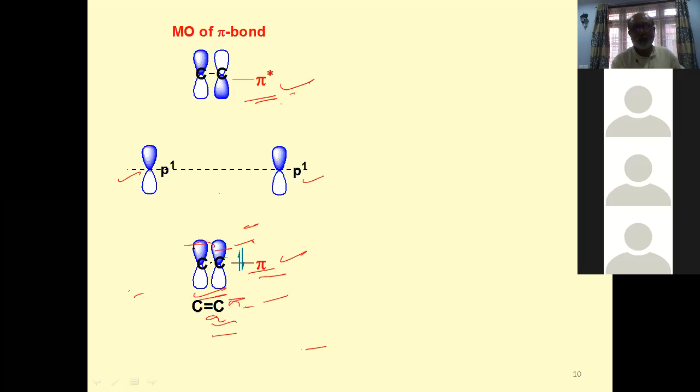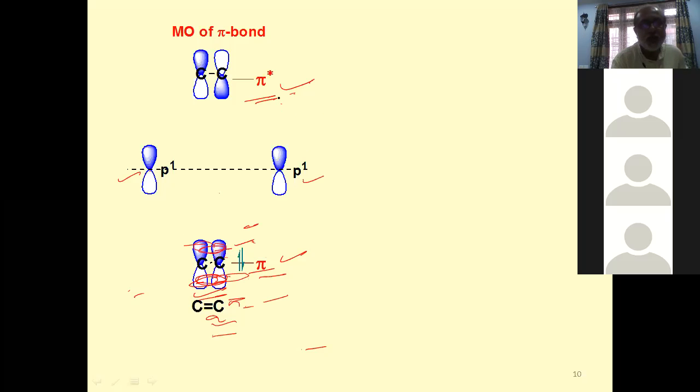So there will be a bonding situation. Here also bonding, here also bonding, because this is also, you see, not that they are opposite, but of the same opposite character. So they will form the bond here. So that is your bonding pi orbital.